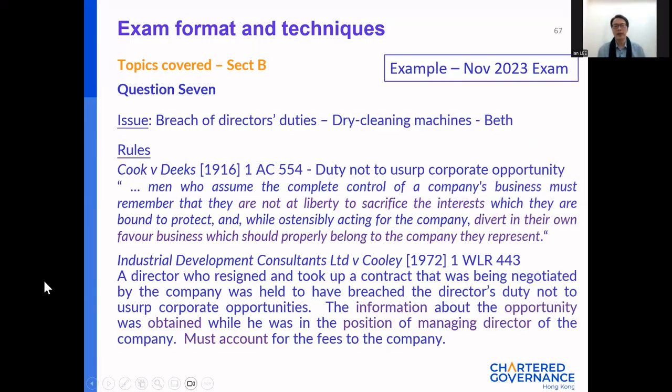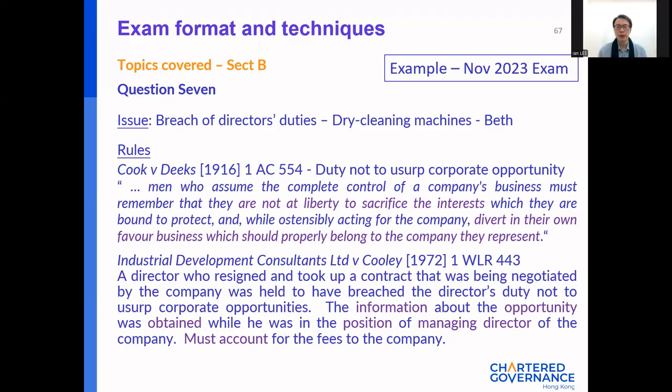Okay, so what about Beth in terms of the dry cleaning machines? We can look at Cook and Deeks. We covered this briefly before. Duty not to usurp corporate opportunity, not to steal an opportunity you got from the company. So men who assume the complete control of a company's business must remember that they are not at liberty to sacrifice the interests which they are bound to protect, and, while ostensibly acting for the company, divert in their own favor business which should properly belong to the company they represent. So directors are acting for the company and should act in the interest of the company.